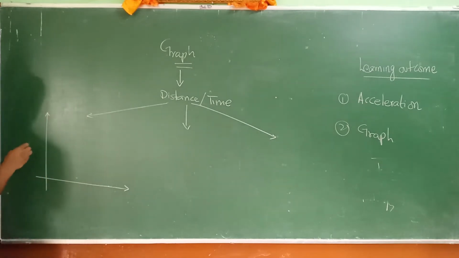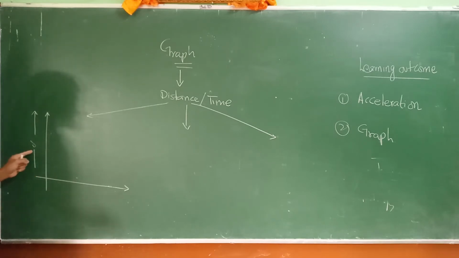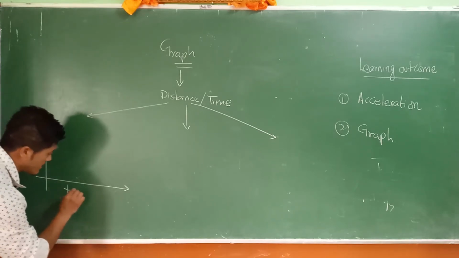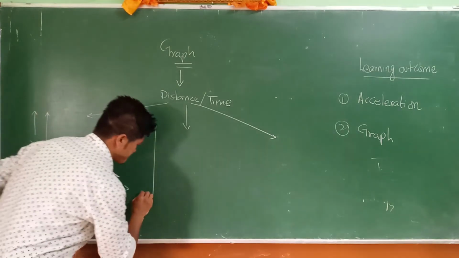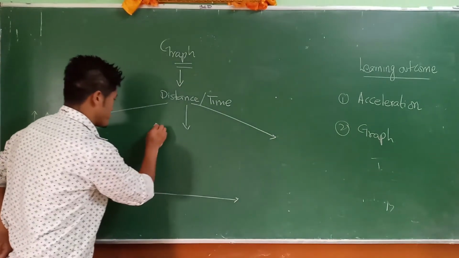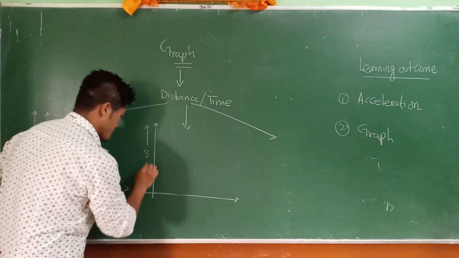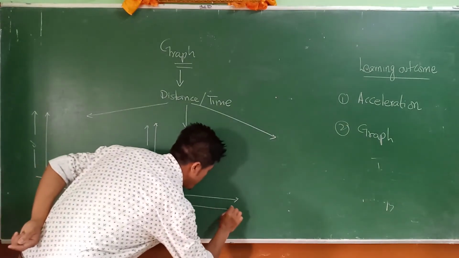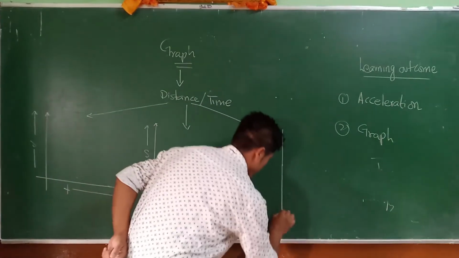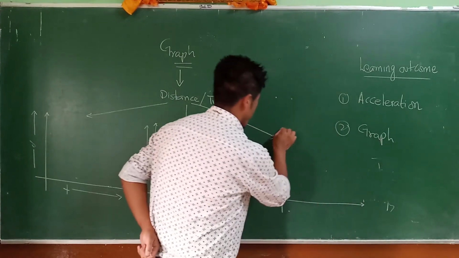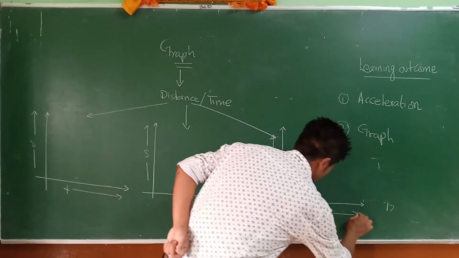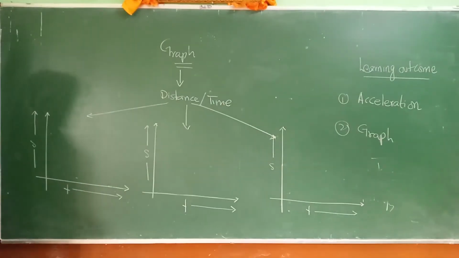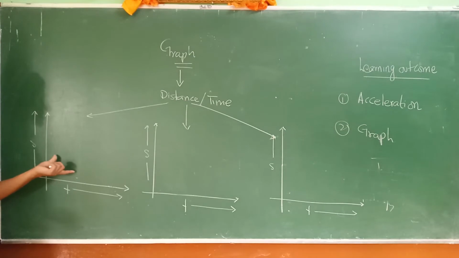On the y-axis and x-axis, on this side I'm going to write distance s. Letter s symbolizes distance, and this is time. In this case also, right? Okay. So now this is the situation over here.